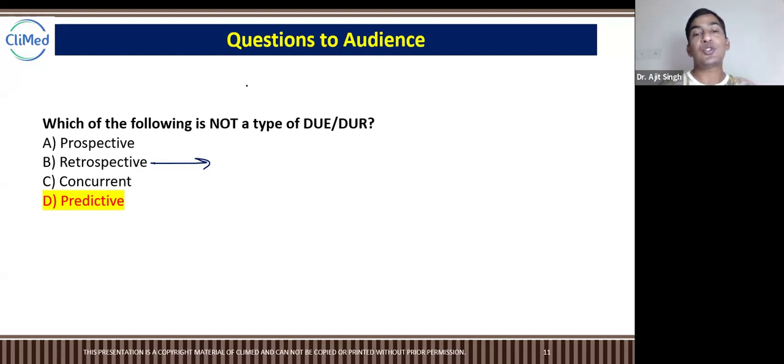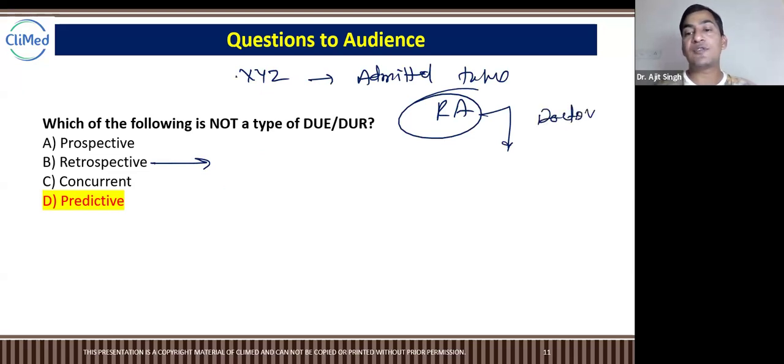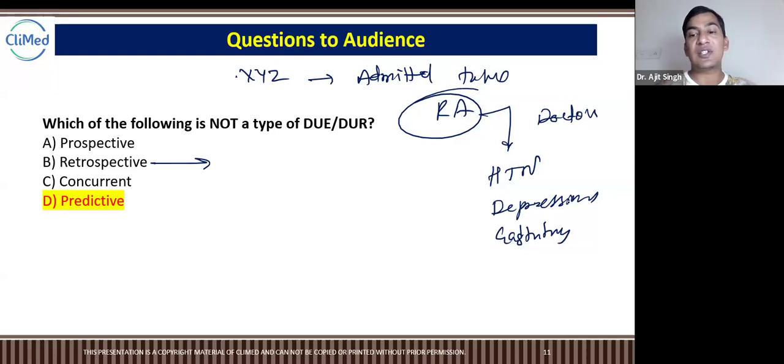Retrospective is, suppose a patient, again patient XYZ, is admitted to the hospital with a road accident, RA. He came to the hospital, and the doctor finds out that the patient also has high blood pressure. The patient is also taking some medications for depression, and also some medication for gastritis. Okay, 3 medications he was taking, and today he met the accident.